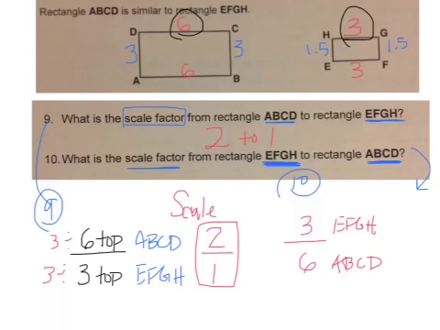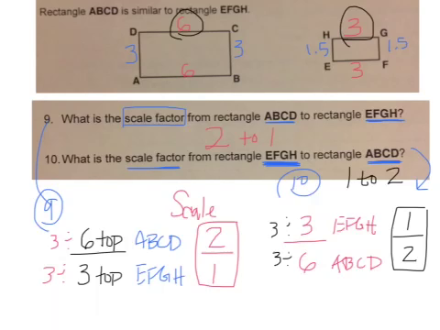So I'm still going to divide both of these by 3 again. And then this time, 3 divided by 3 is on top, so that's a 1. 3 divided into 6, that's 2. So my scale factor for number 10 is going to be 1 to 2. So the little rectangle is half as big as the big one. Everything would double in size if I went from the small one to the big one. Okay? Hopefully that helped you out.